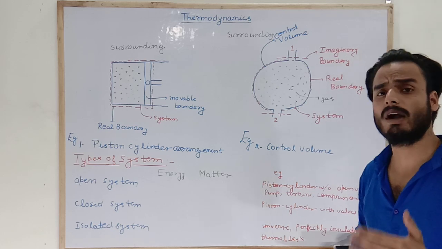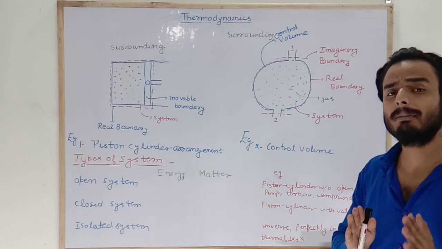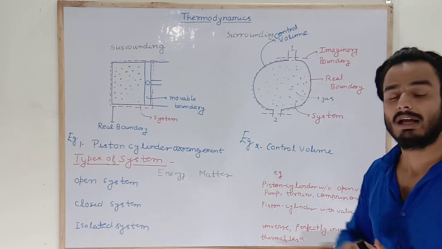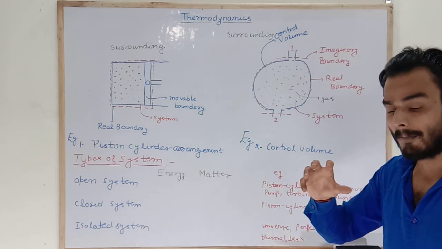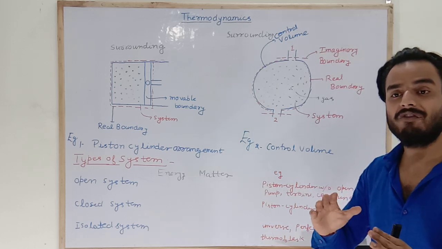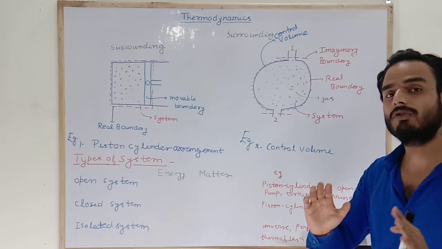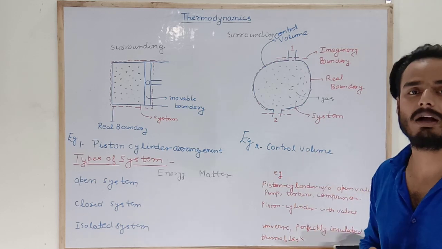First, let's see what system and surroundings are. System is the part of the universe where our study is focused. Whatever we study will be our system, and everything else except the system is your surroundings.